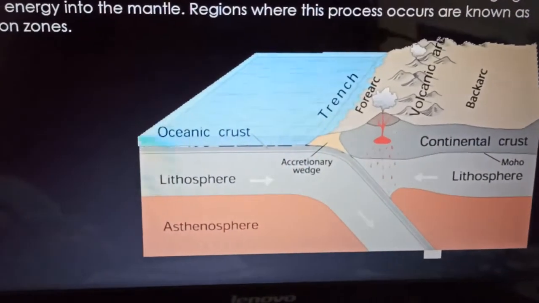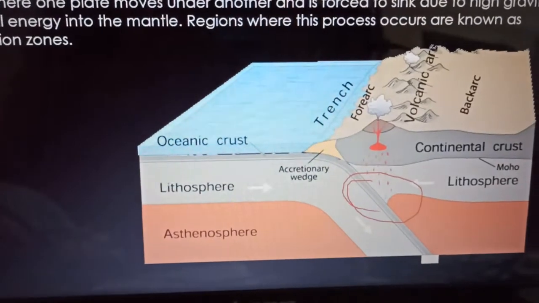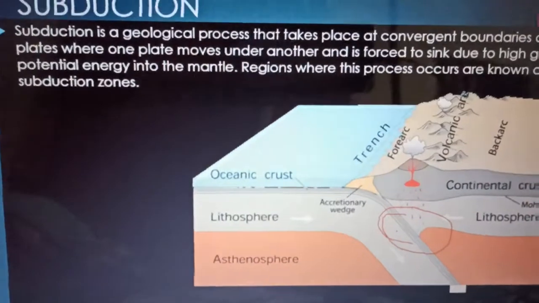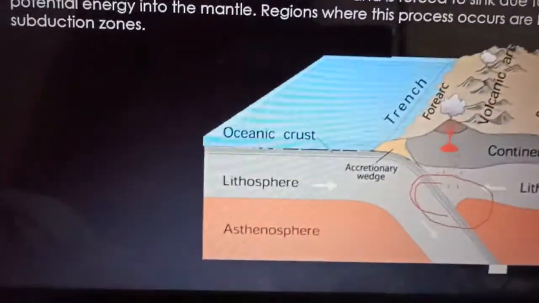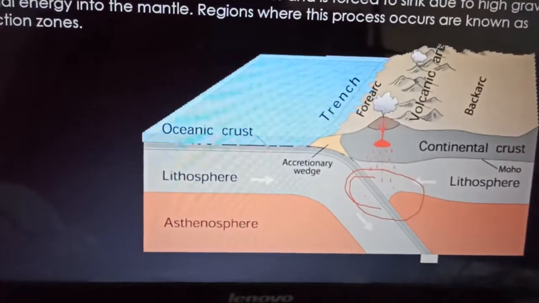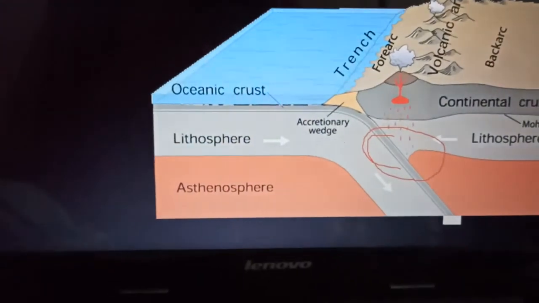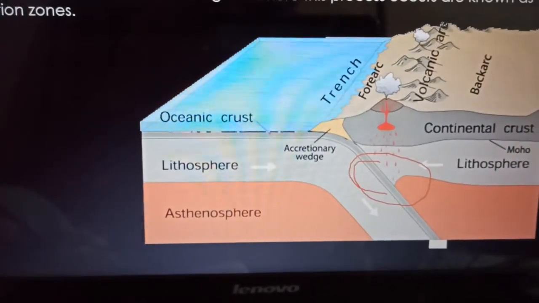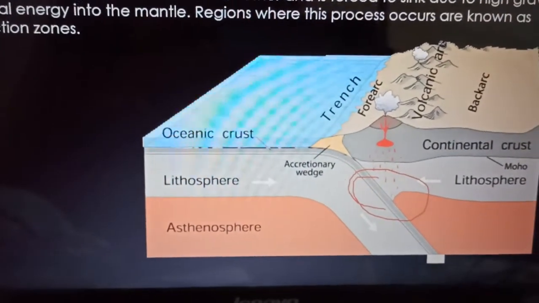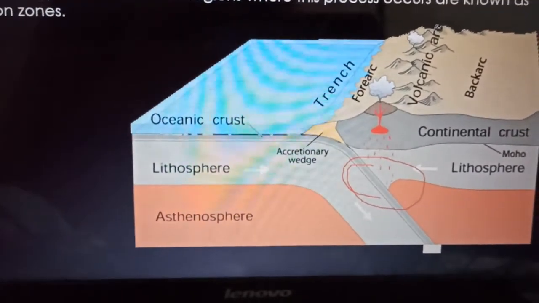You can see in the video that I am marking it with the red portion. This is the region where the subduction is occurring, where the plate is going deeper inside the mantle, when one plate moves under another. This is the region we call the subduction zone.